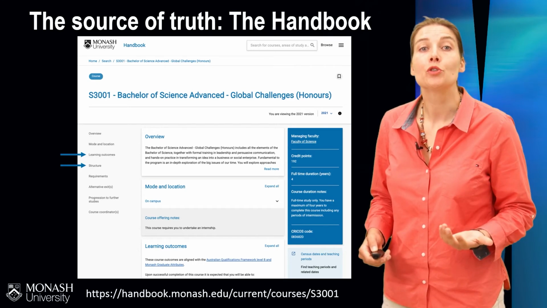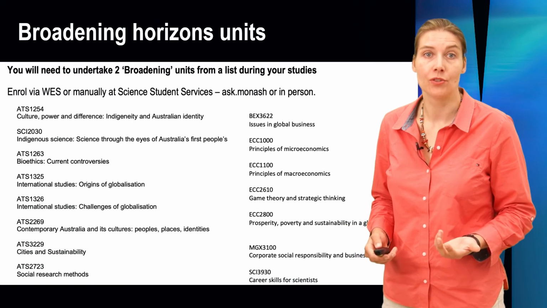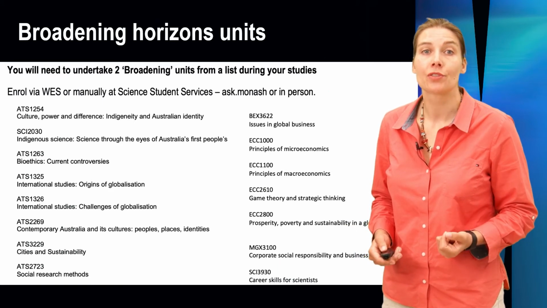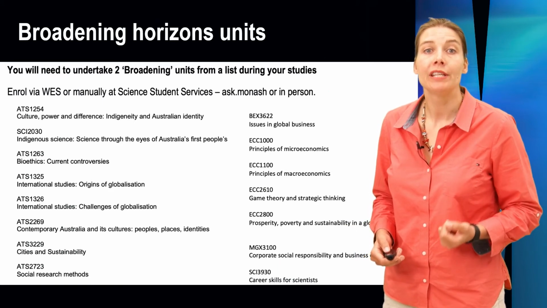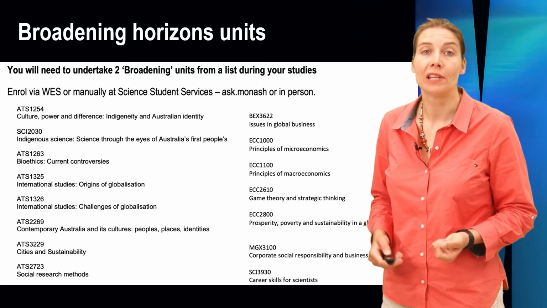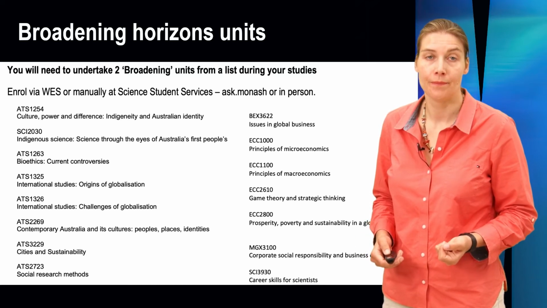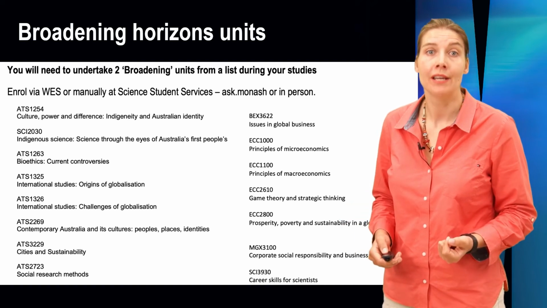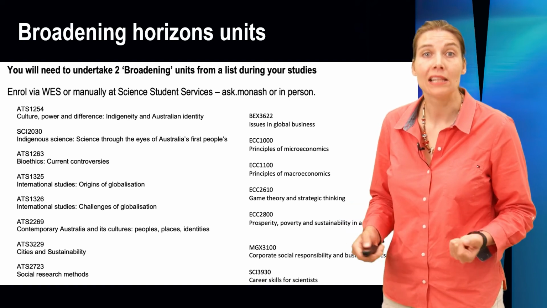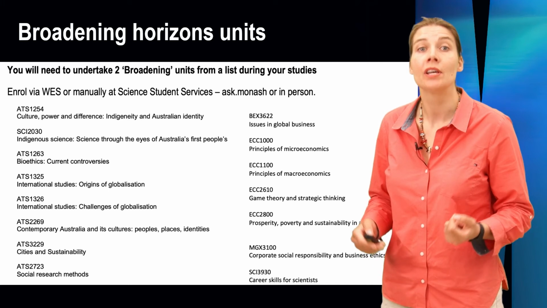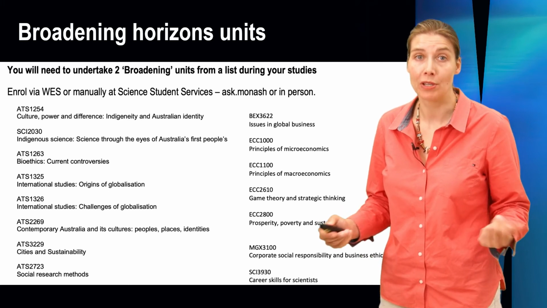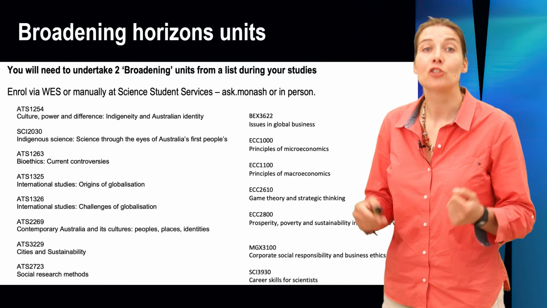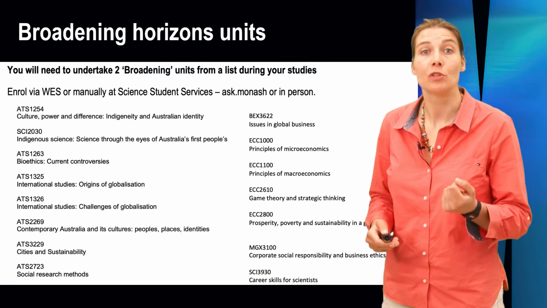There are also 2 Broadening Horizons units. These are up on the screen now. You will need to choose 2 units from the list in front of you. In summary, across the first 3 years of your degree, there are 3 units that are completely free to choose from across the different faculties, assuming you have the prerequisites, and 2 Broadening Horizons units which you choose from the list.